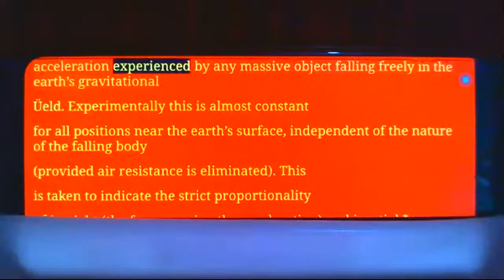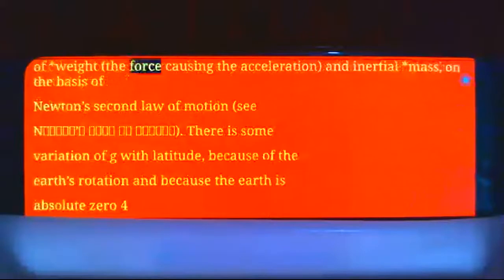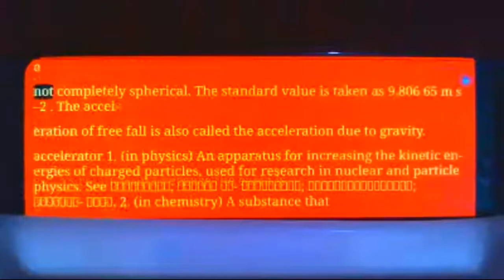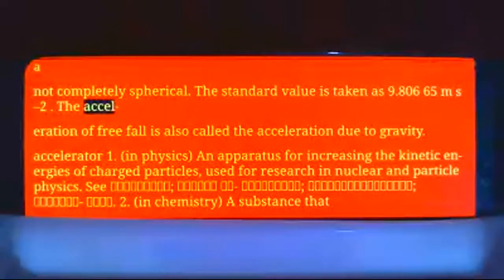Acceleration of free fall, symbol g. Acceleration experienced by any massive object falling freely in the Earth's gravitational field. Experimentally, this is almost constant for positions near the Earth's surface, independent of the nature of the falling body. Provided air resistance is eliminated, this is taken to indicate the strict proportionality of weight, the force causing acceleration, and inertial mass on the basis of Newton's second law of motion. There is some variation of g with latitude because of the Earth's rotation and because the Earth is not completely spherical. The standard value is taken as 9.80665 m s^-2. The acceleration of free fall is also called the acceleration due to gravity.